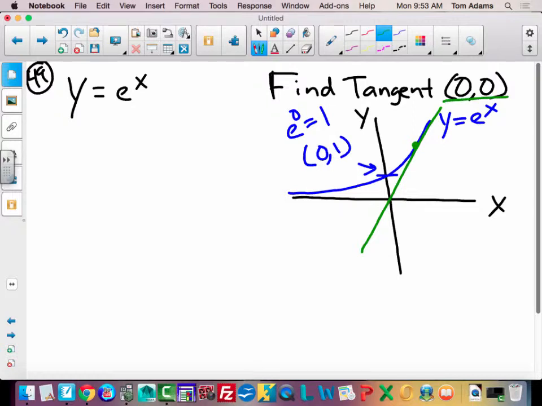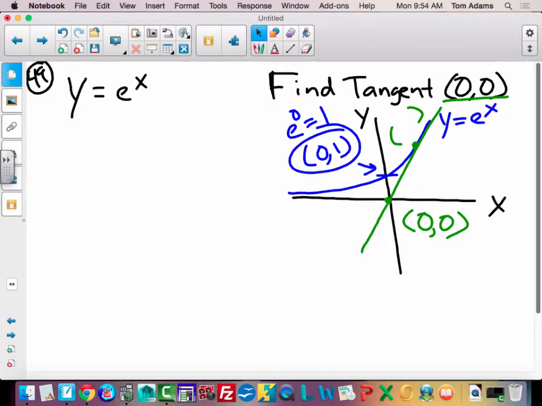So this is a very unique problem in the sense that we're finding a tangent line that passes through a point that we don't know, but we know where the tangent line passes through. So the tangent line passes through 0, 0. However, e to the x does not. And so that might cause some confusion for you guys. But the process is still the same.